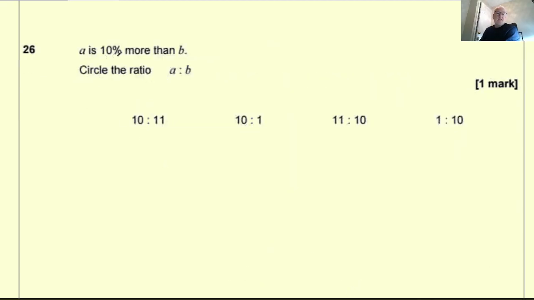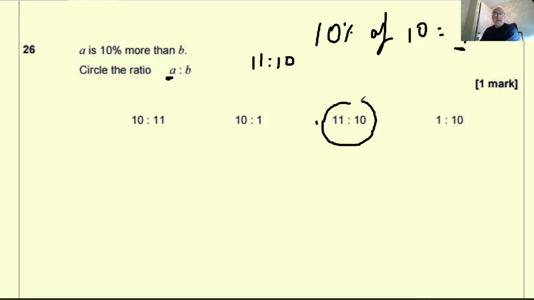26. A is 10% more than B. Circle the ratio A to B. So you can see here we've got values of 10 in each number. So what is 10% of 10? 10% of 10 equals 1. So one number, A, is 10% more than B. So A is bigger by 1. So if B is 10, A would have to be 11. So A to B, 11 to 10.